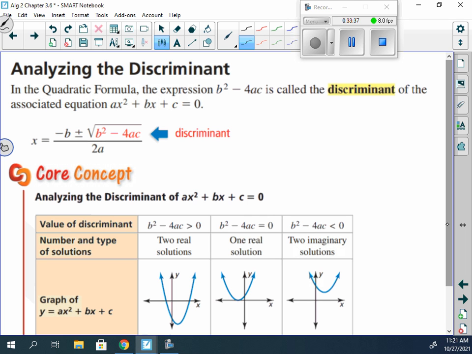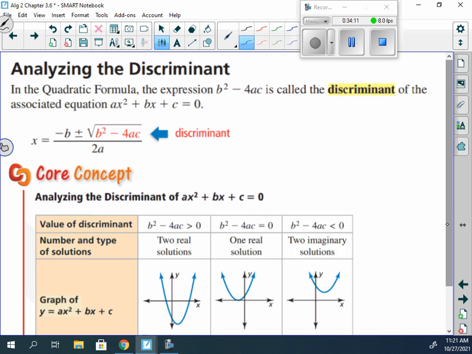Now if the discriminant is greater than 0, our quadratic equation will have 2 real solutions. If it is equal to 0, it'll have 1 real solution. And if it's less than 0, it will have 2 complex solutions. It's going to be one of these 3 here, depending on what the discriminant's value is.